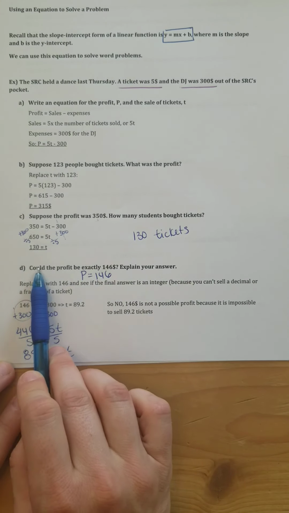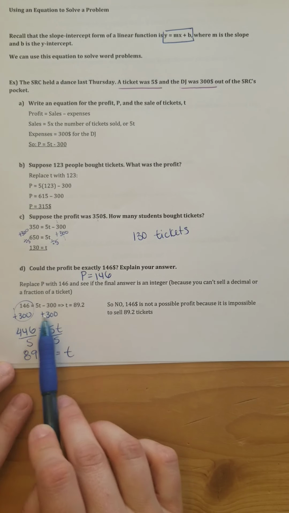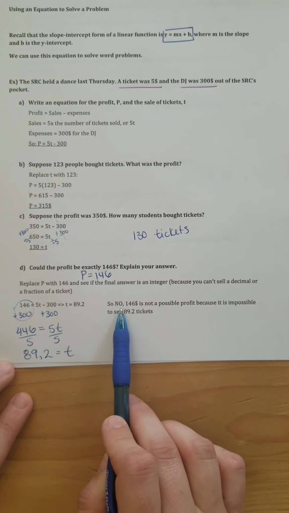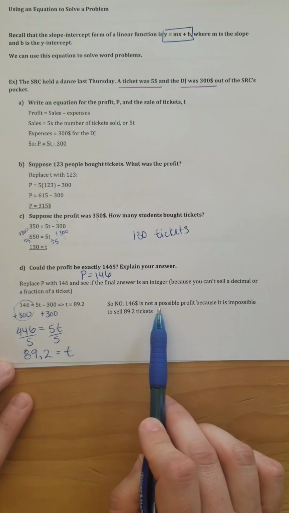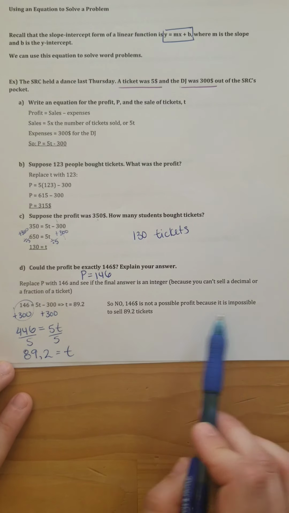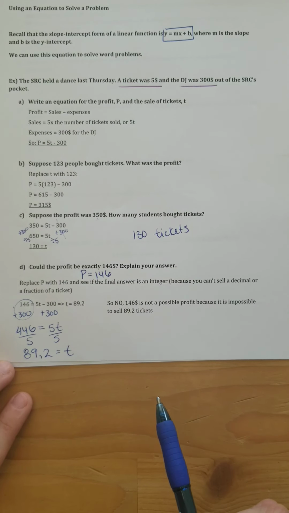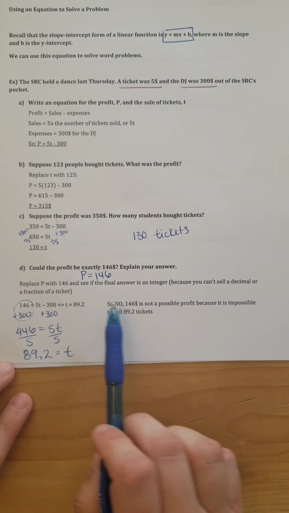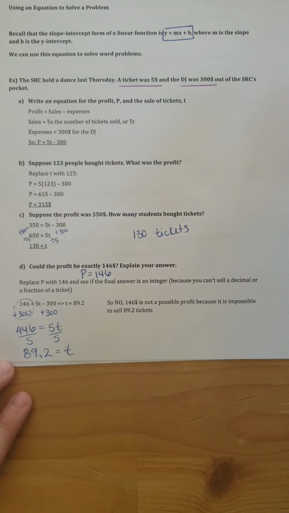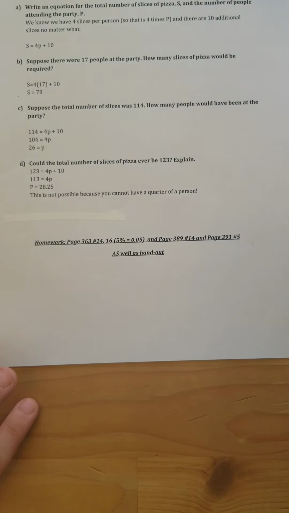So that's why I said, could the profit be exactly that? Well, no, it is impossible. $146 is not a possible profit because it is impossible to sell 89.2 tickets. So there's no way the SRC would ever make exactly $146. That's what that question means.